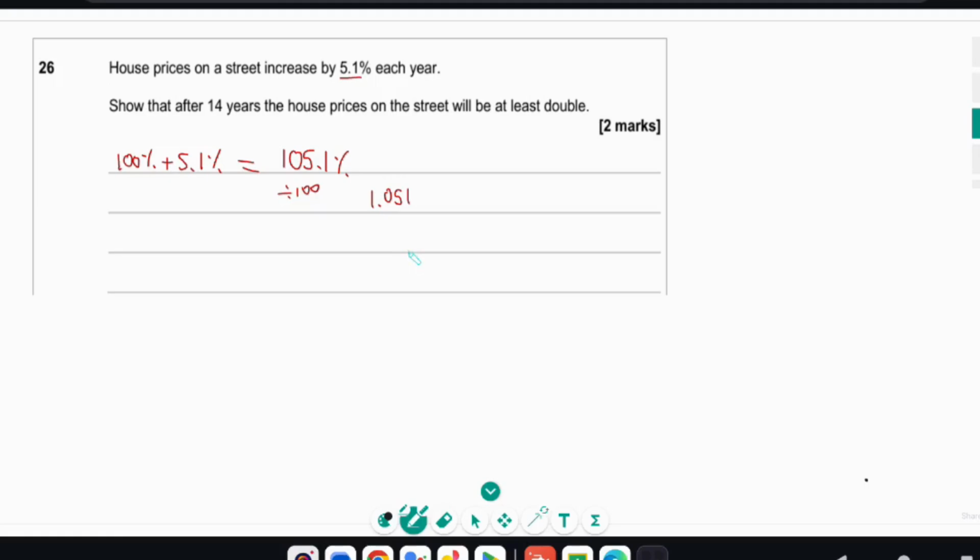So after 14 years, we need to put a power here of 14, because each year we're timesing it by 1.051. Gives us 2.00649, which shows it's doubled.